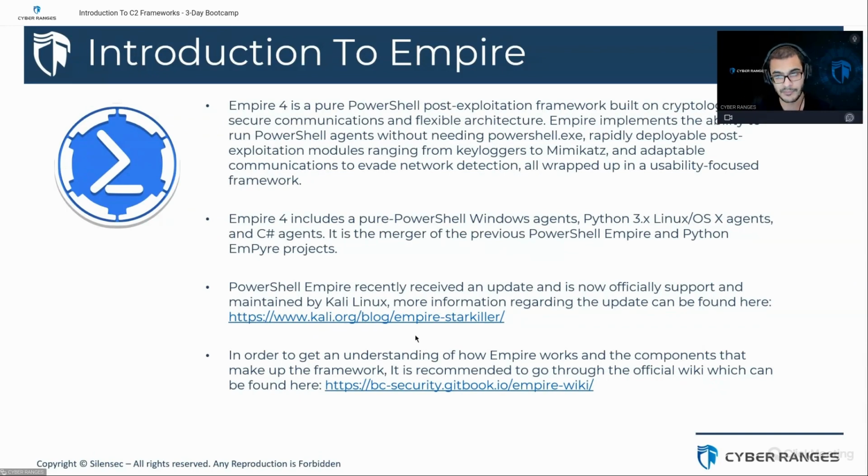Empire implements the ability to run PowerShell agents without needing PowerShell.exe, rapidly deployable post-exploitation modules ranging from keyloggers to mimikatz, and adaptable communications to evade network detection. So stuff like jitter and a sleep timer, as well as others. All of this is wrapped up in a usability-focused framework, which it is. Empire is really intuitive. It's in fact the most intuitive C2 framework, in my opinion, that you can use.